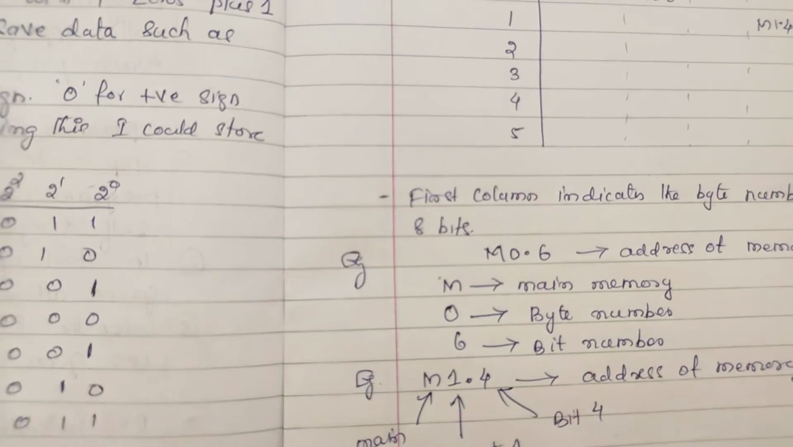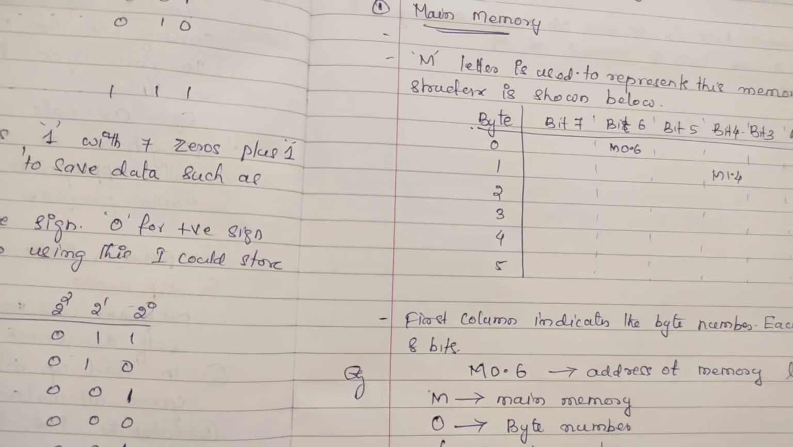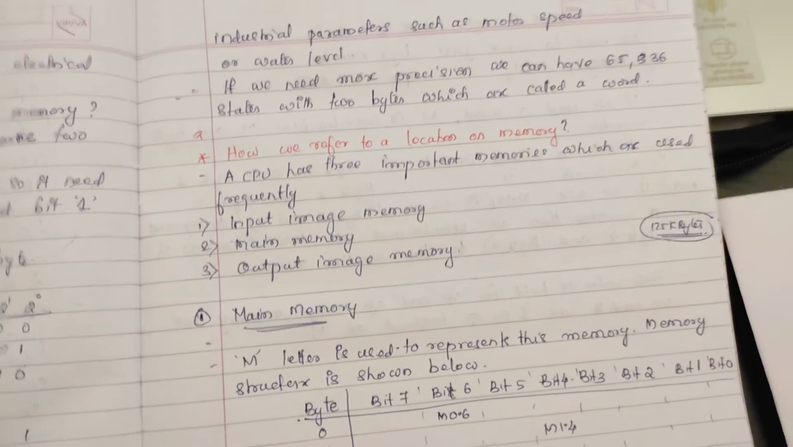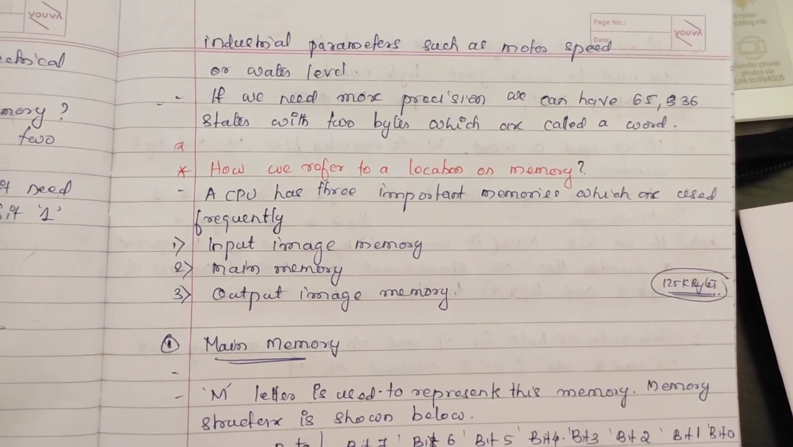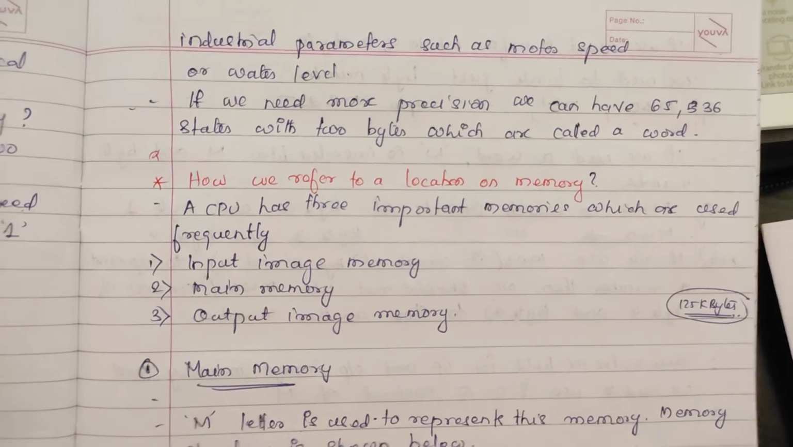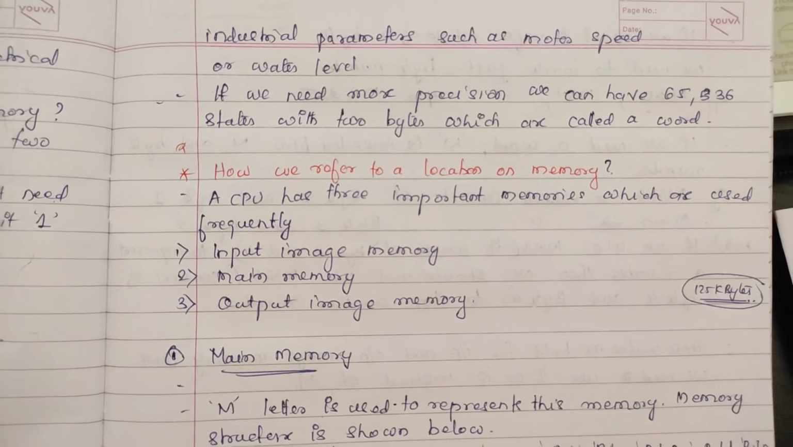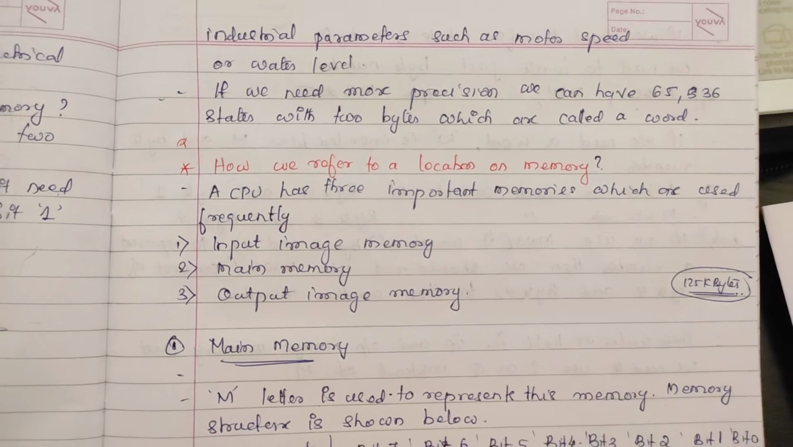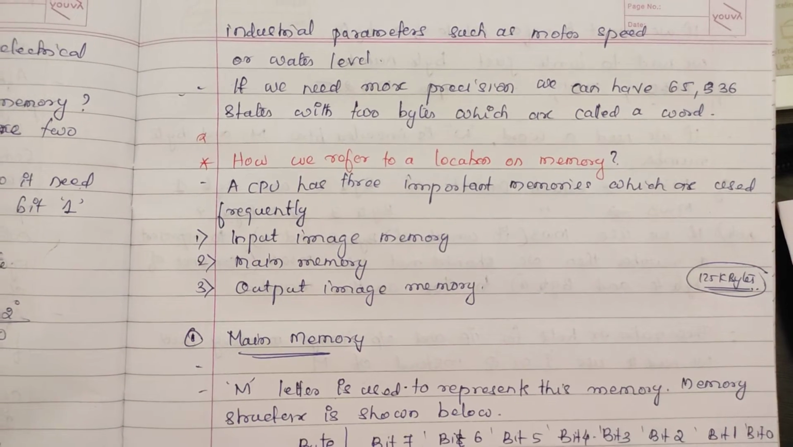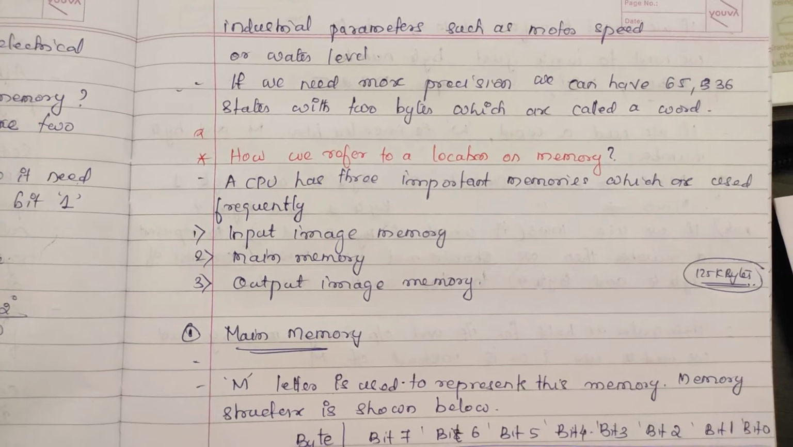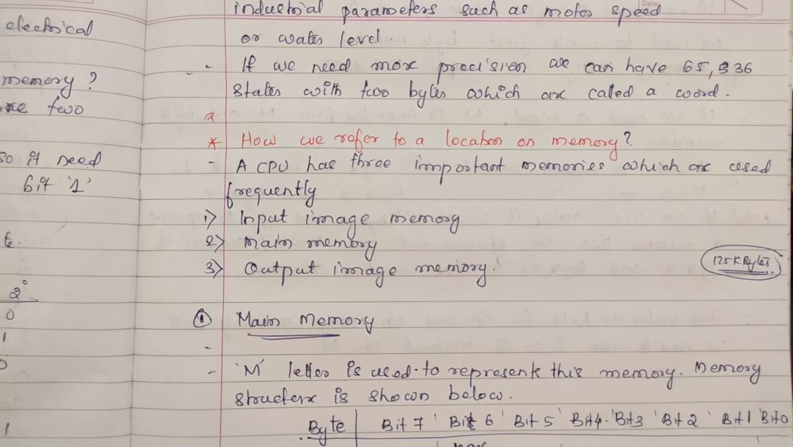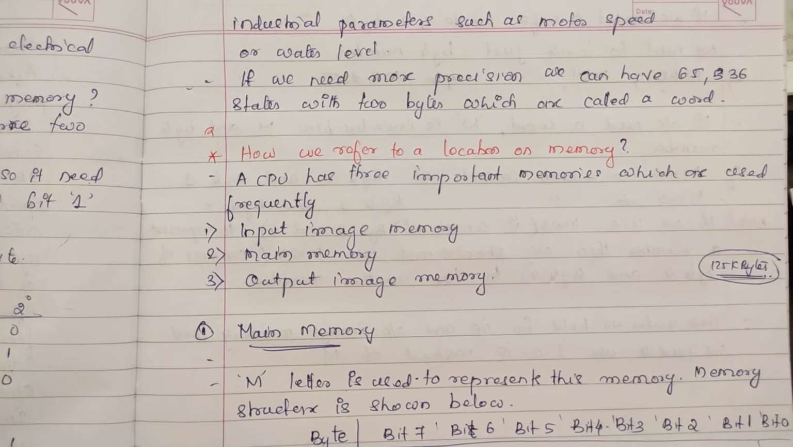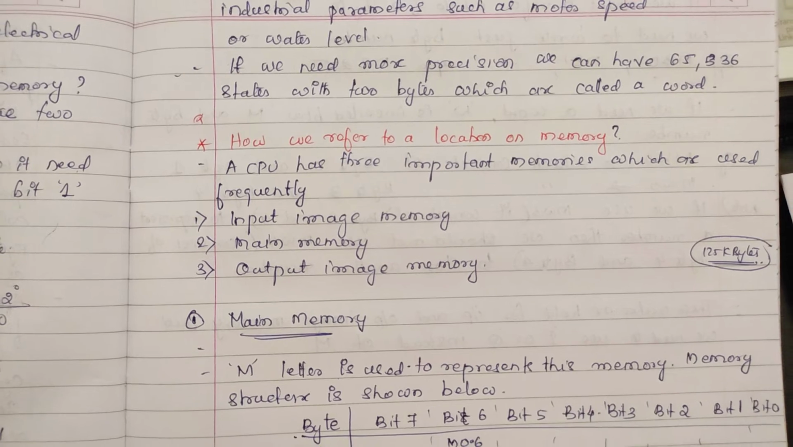Next, if I want more precision, we have talked about the bit and byte, right? So if you need more precision, then we can go for the word. 1 word is equal to 16 bits or 2 bytes. So using a single word, we can store 65,536 states of a single number. Okay, so this many states will be there, so precision will increase.